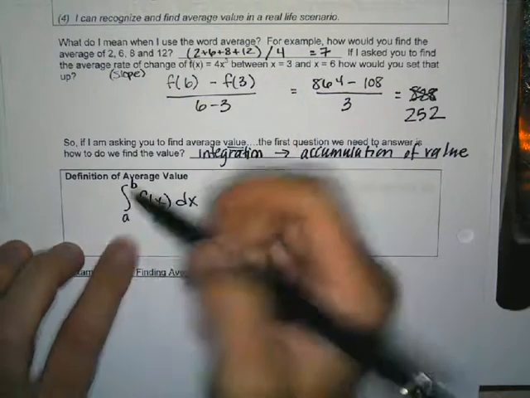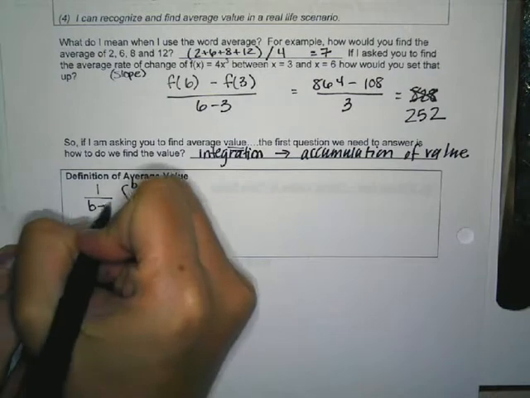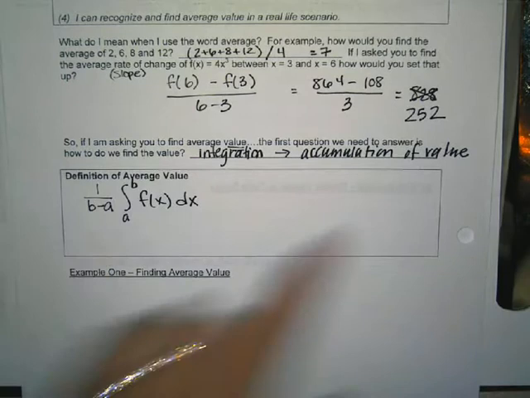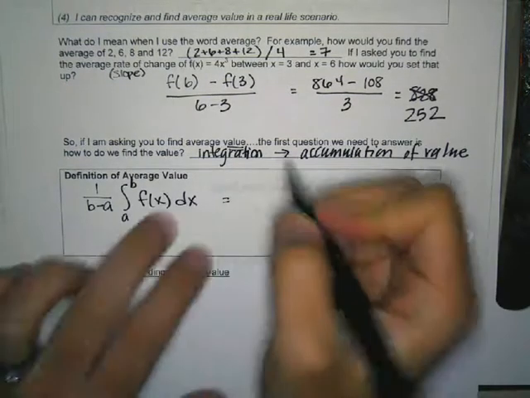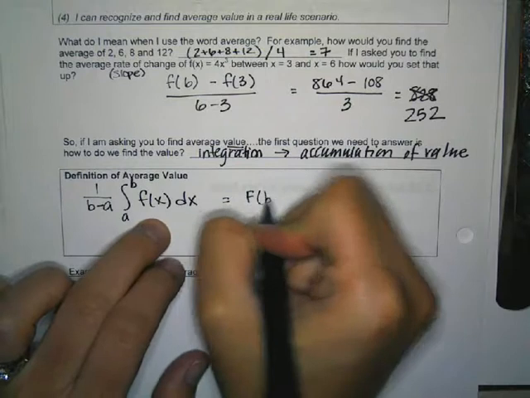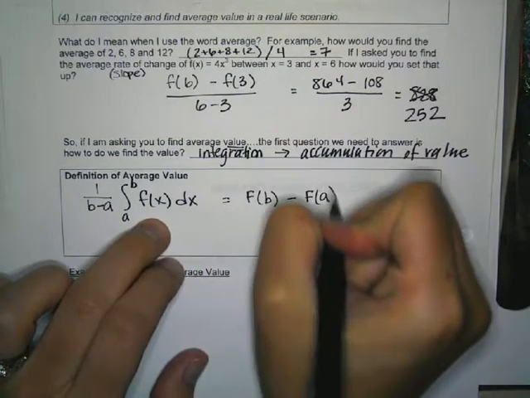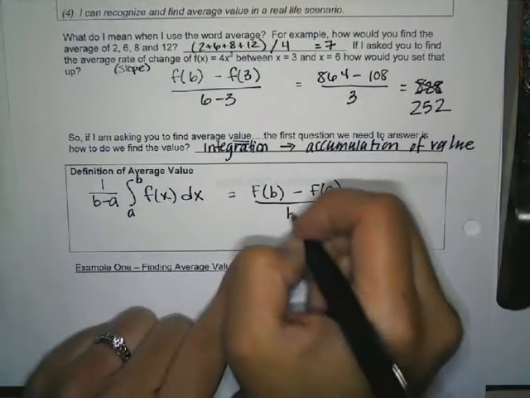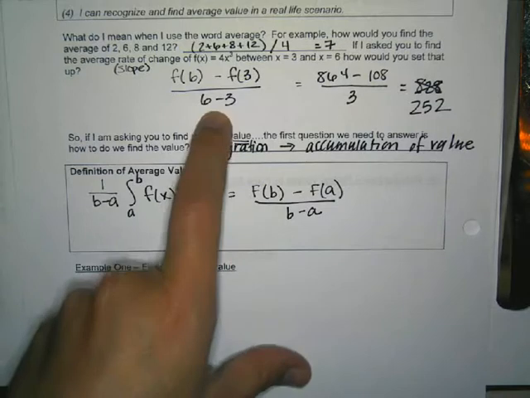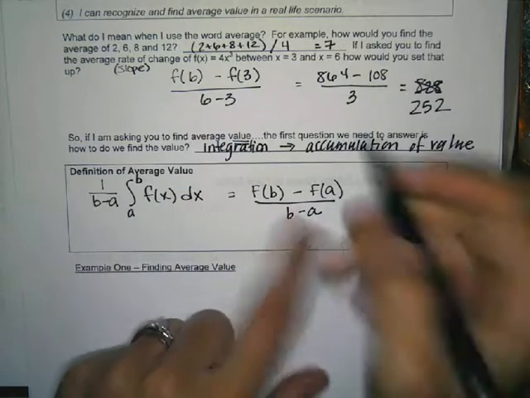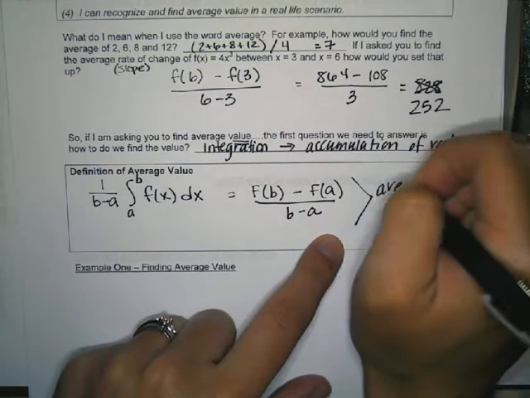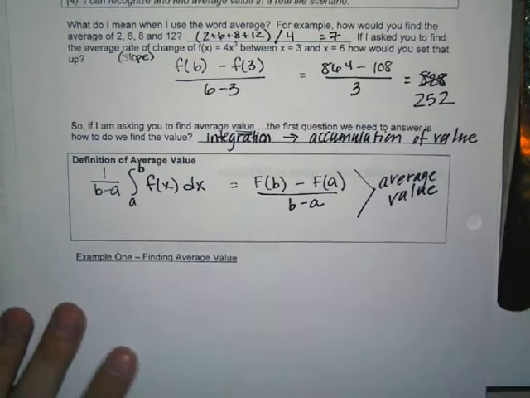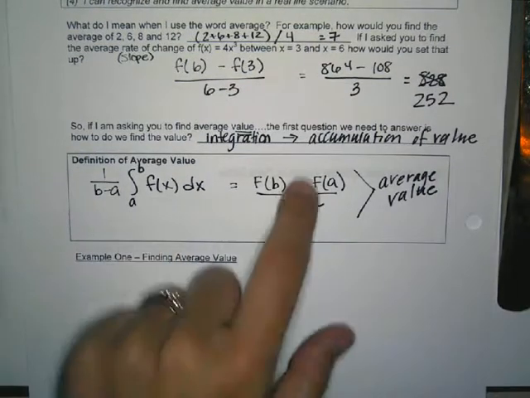So to show that, we're going to put 1 over b minus a in front. Now, if you integrate and evaluate it, you get f of b minus f of a after you integrate it. And then you'd be dividing that by your range of values. It's going to end up looking a lot like rate of change, but because you integrated first, this means average value, not average rate of change, because you're dealing with integration first and then dividing.